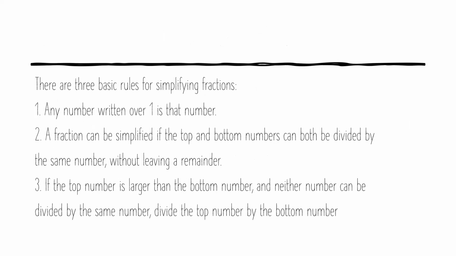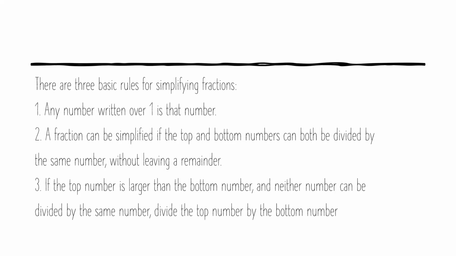Okay, so there are 3 basic rules in simplifying fraction. Any number written over 1 is that number. Ibig sabihin, kapag in-over natin ang isang fraction, pag ang denominator natin ay 1, automatic, kung ano ang numerator natin, yun na yung number na yon. Example, we have 3 over 1. So, ibig sabihin, that is simply 3. Okay po? Kunyari, 4 over 1, that will be simply 4. Basta ang denominator natin ay 1, kung ano yung nasa taas, yun na po yun. That's the simplest form. Okay?